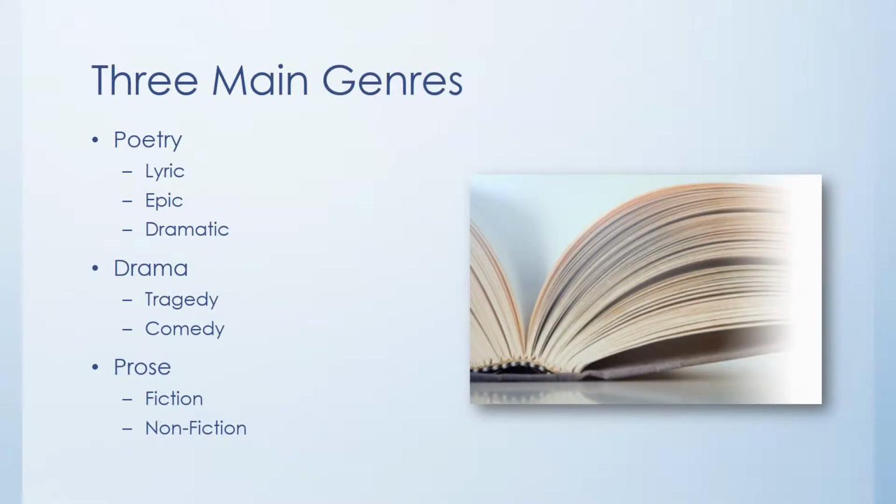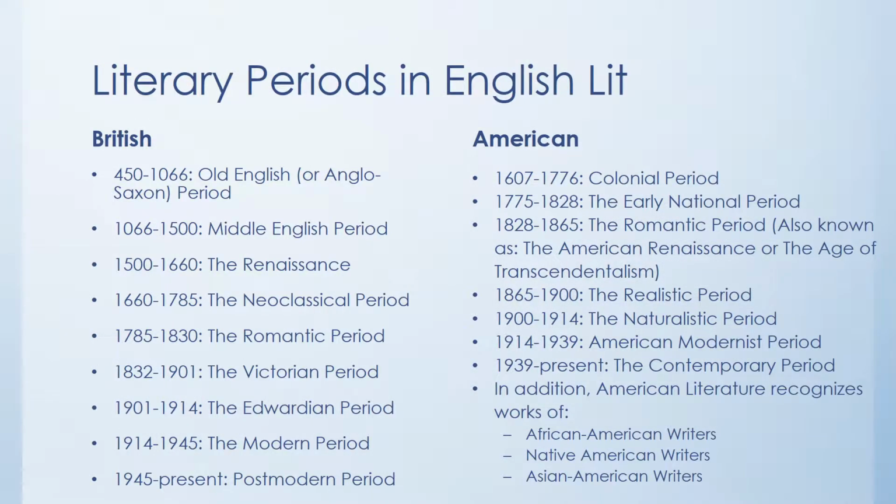Generally, we divide literature into these main types or genres. Within each, of course, there are subtypes as you see here. Because we typically read in English, we look to both British and American history to see how literature has evolved and changed over the years.